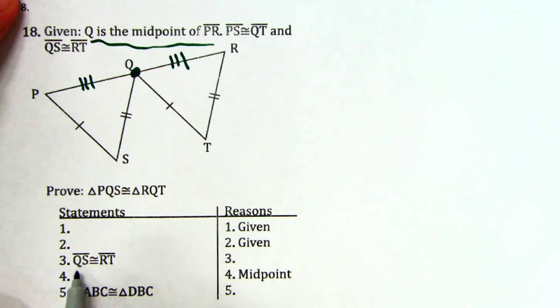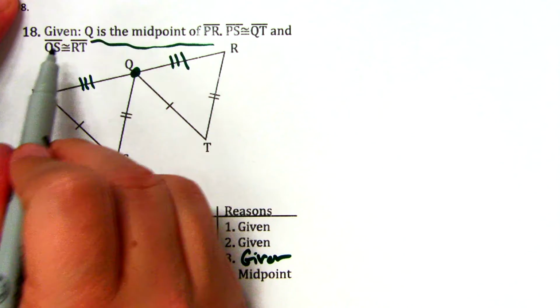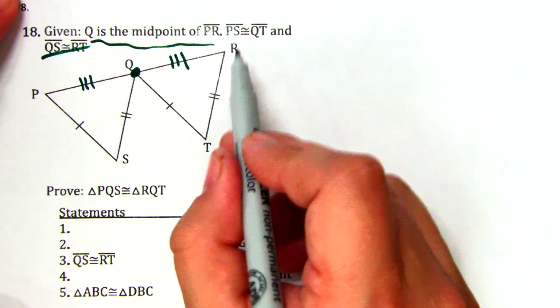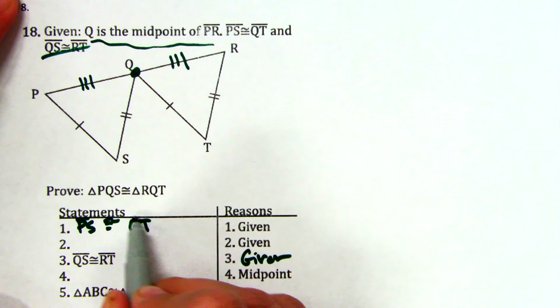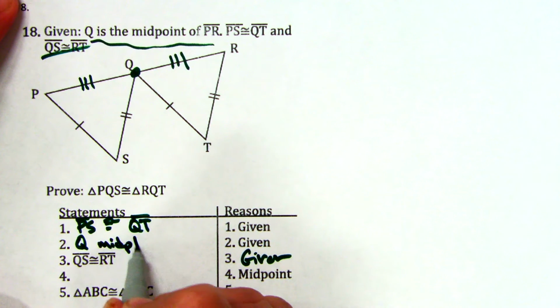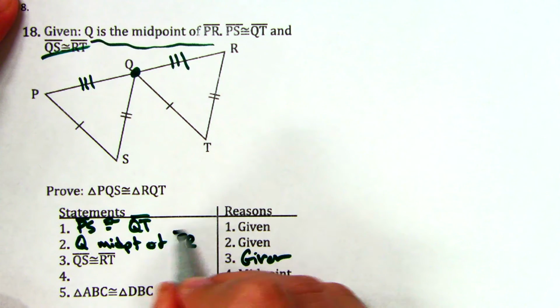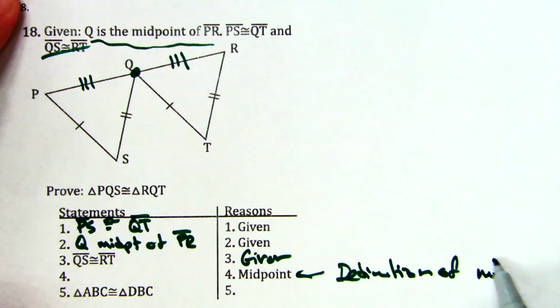Well, we know we're going to have QS and RT here, so that's given. We can probably cross that out of our list here. Well, we know that PS is congruent to QT. That's another given. And the last given is that Q is the midpoint of PR. Okay, so we've got all of our givens there. What do we know because we know what a midpoint is? This, again, is the definition of midpoint. Well, we know that PQ is congruent to QR.